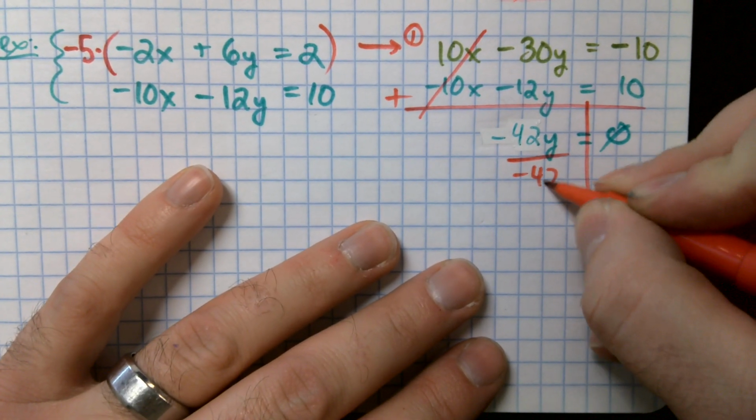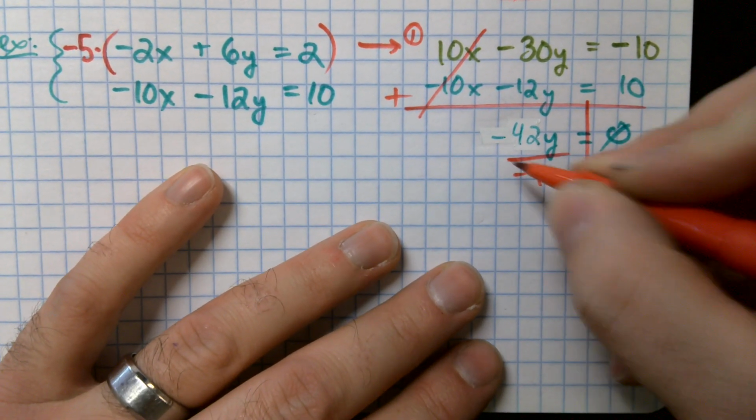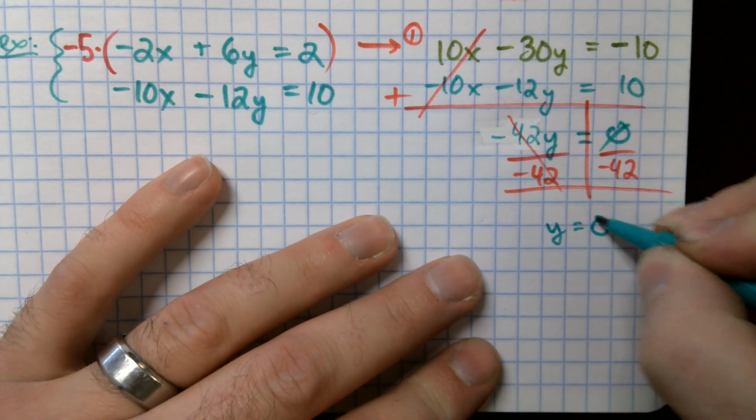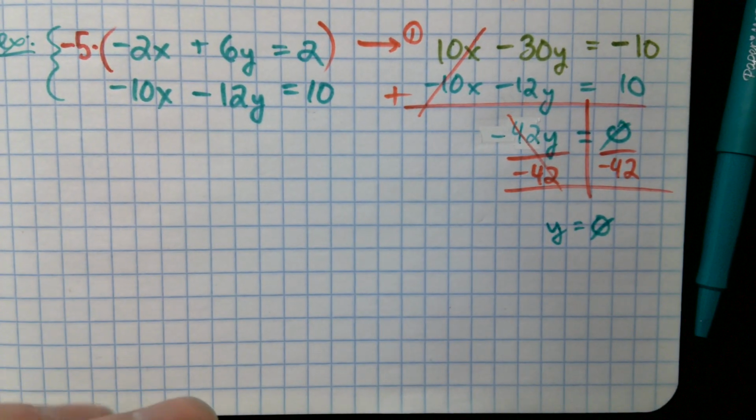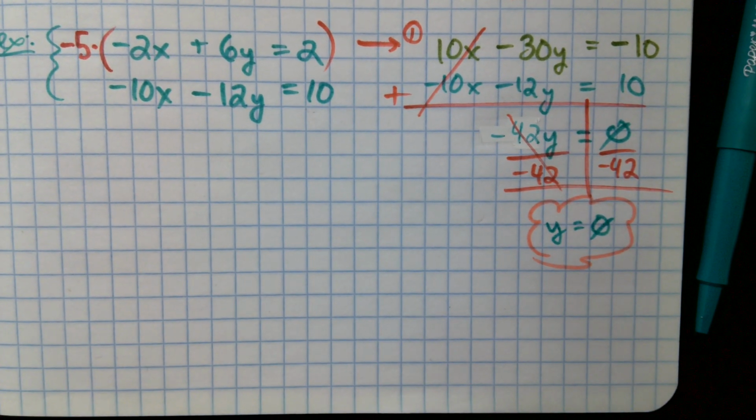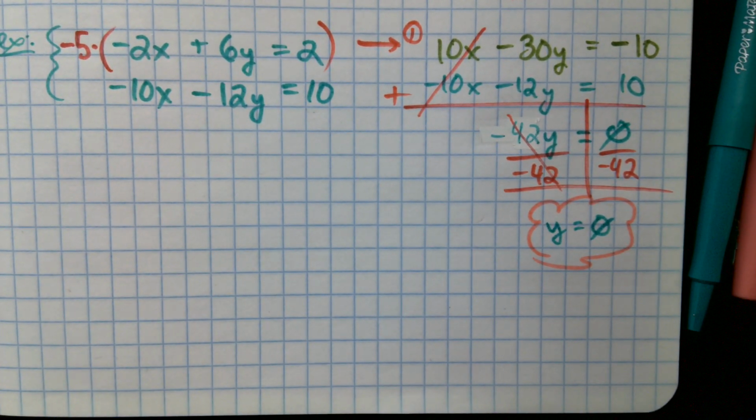Divide both sides by negative 42. Sounds like it's going to be messy, but it's not, because what's 0 divided by anything? 0. There's my first half of the solution. Go ahead and find the second half real quick. You should get positive 1. You'll get to it. You got a couple steps to do.